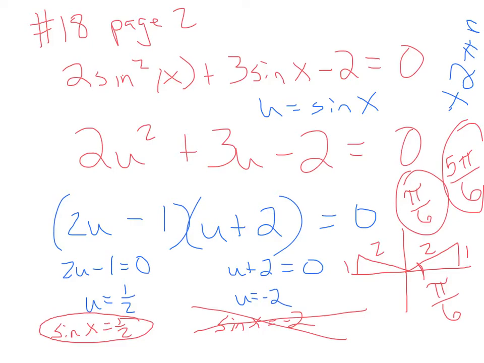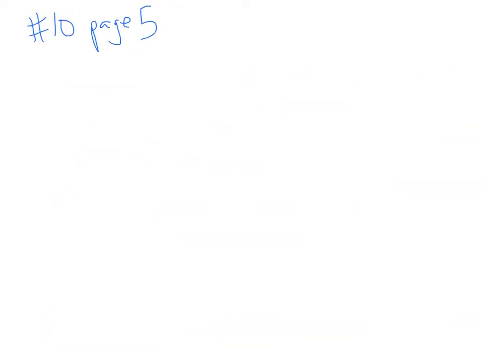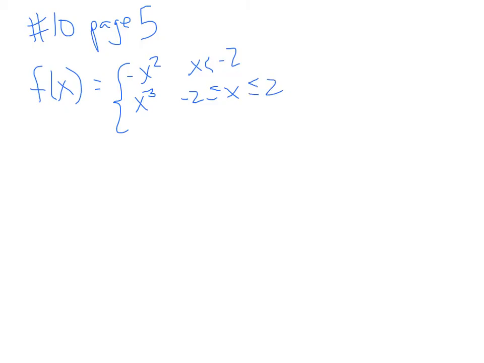So here we're given a piecewise function asking us to graph it. The first piece is negative x squared if x is less than negative 2. The second piece is x cubed if negative 2 is less than or equal to x, which is less than or equal to 2. And the last piece is a linear function, negative 2x plus 1, if x is greater than 2. So we have 3 pieces.